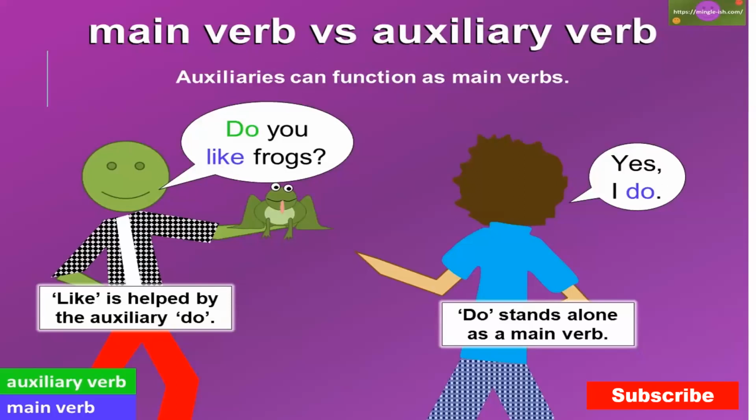So this is another example. And here we have to see how auxiliaries can function as main verbs. Here a person is asking a question, do you like frogs? So here we have two verbs, do and like. Here, how can we identify which one is the finite verb? If we change this question into an answer statement, into a simple statement, then it would be yes, I do. All right. The first verb which is coming right after the subject would be the finite verb. So here do is acting as the main verb.